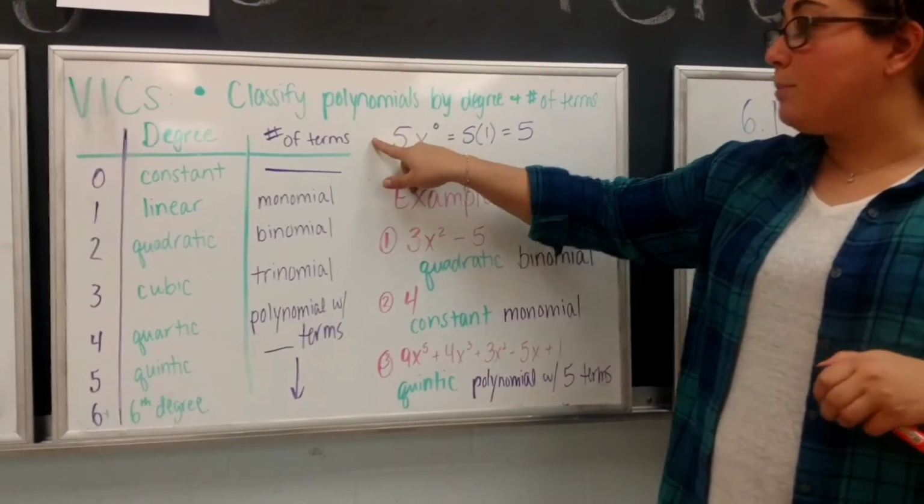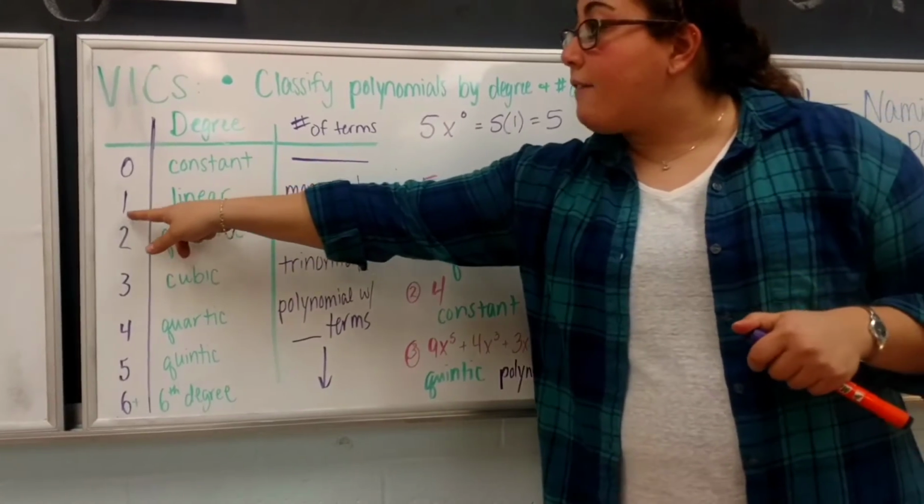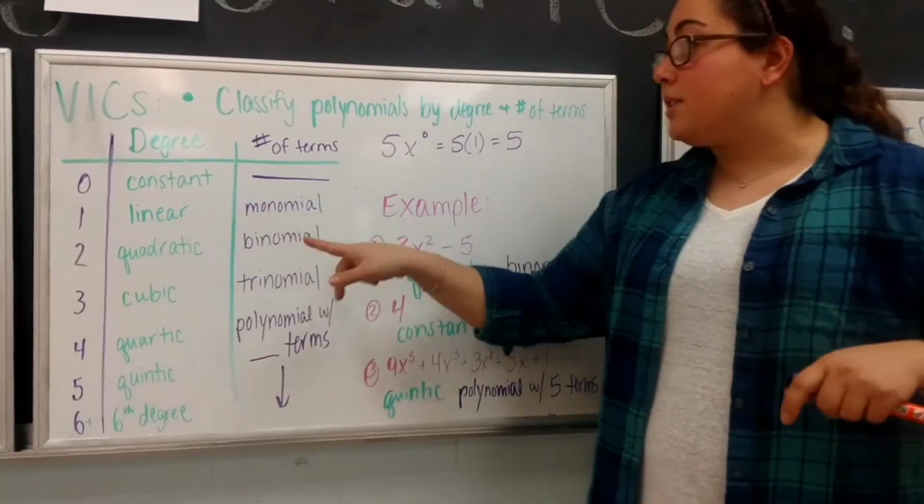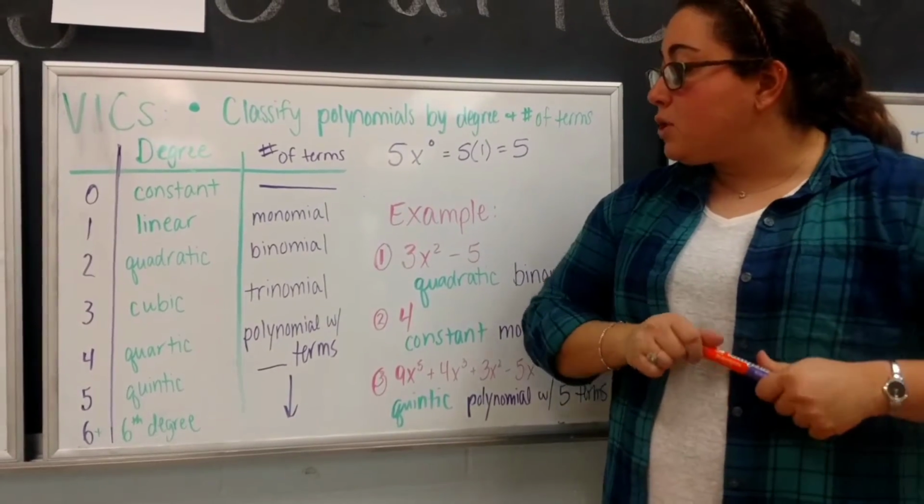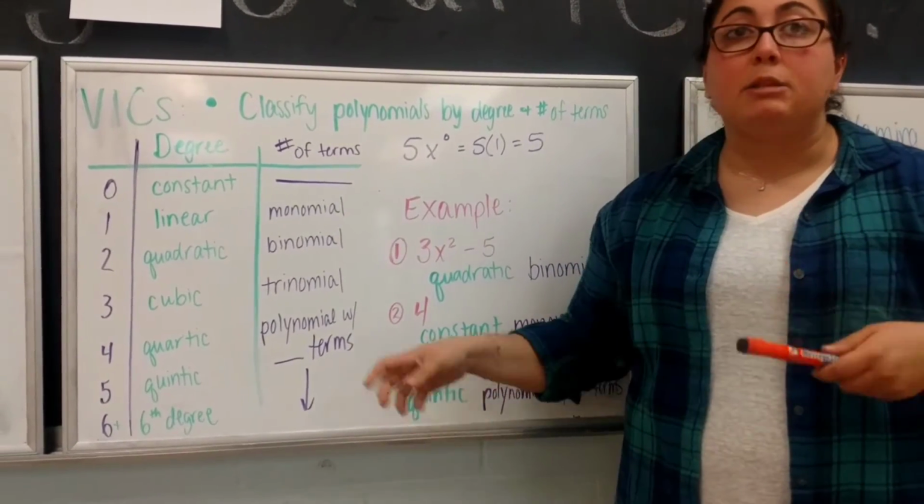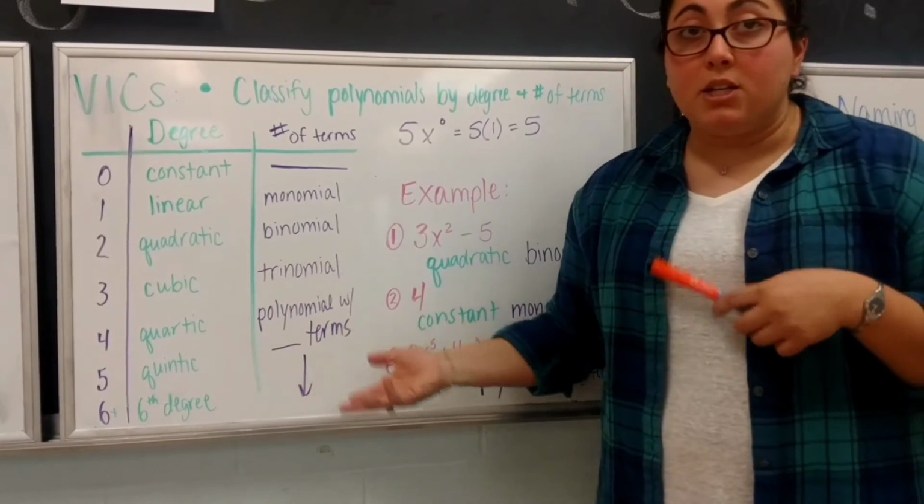For your number of terms, the least you could have is 1 term. If you have 1 term, it's considered to be a monomial. If you have 2 terms, that's a binomial. 3 terms, a trinomial. 4 terms or higher is a polynomial with however many terms.